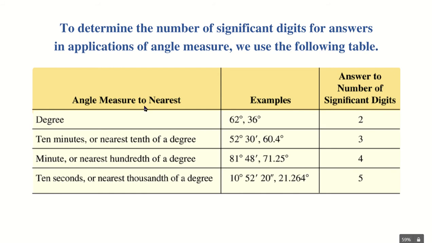For angle measures to the nearest 10 minutes or 1/10 of a degree, such as in these two cases, we consider these to have 3 significant digits. Angle measures to the nearest minute or hundredths of a degree, such as in this case or in this case, we deal with 4 significant digits. And angle measures to the nearest 10 seconds or nearest thousandth of a degree, such as we can see in here, have 1, 2, 3, 4, 5 significant digits.